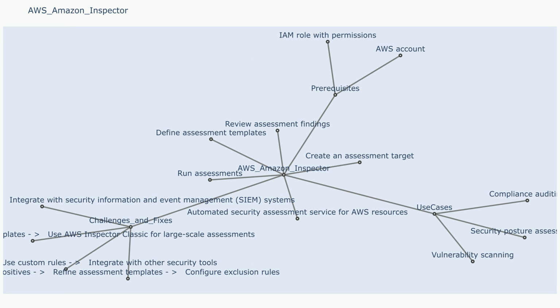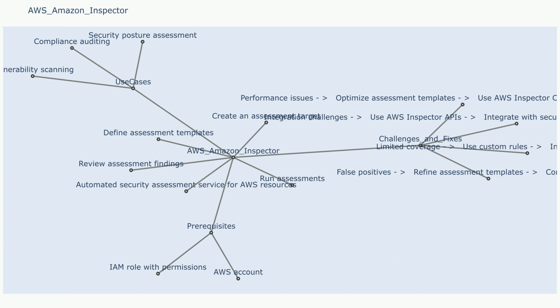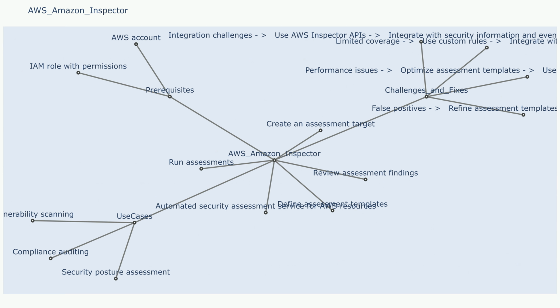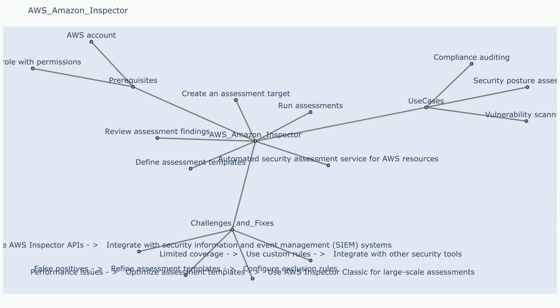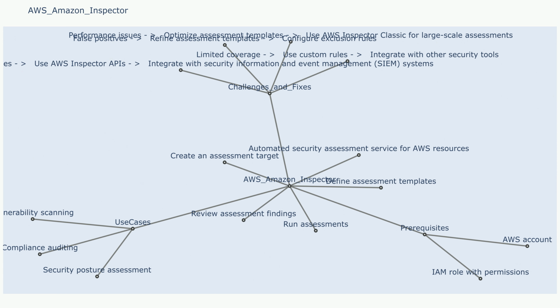Define assessment templates. Create templates that specify assessment rules and configurations you want to use. This includes selecting the types of vulnerabilities to scan for, the severity levels, and any custom rules you want to apply. Run assessments. Launch assessments against your defined targets. Using the chosen templates, AWS Inspector will automatically scan your resources and generate reports with findings.